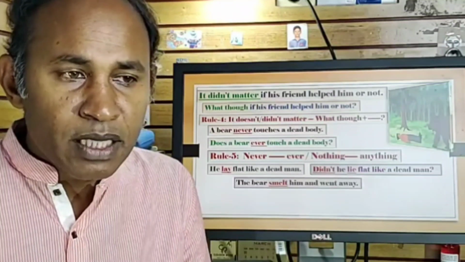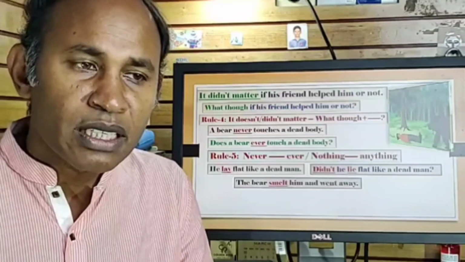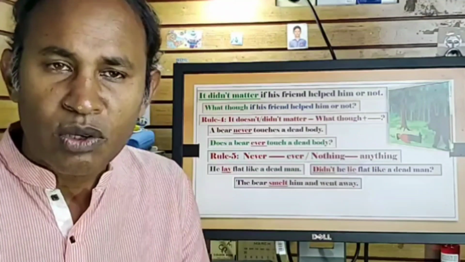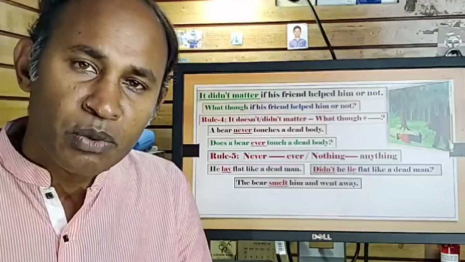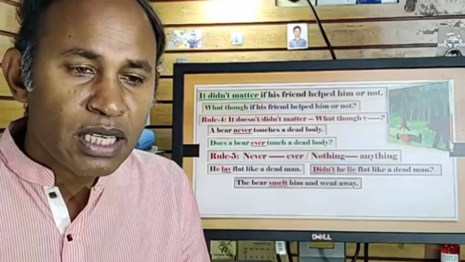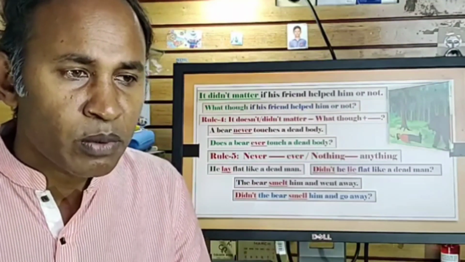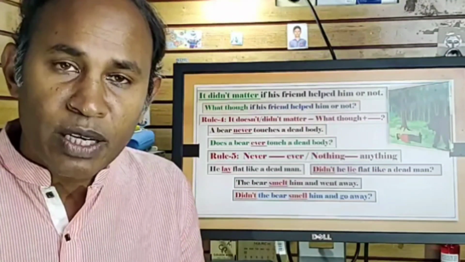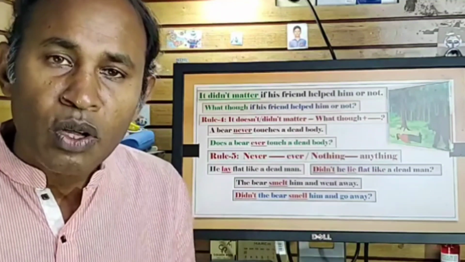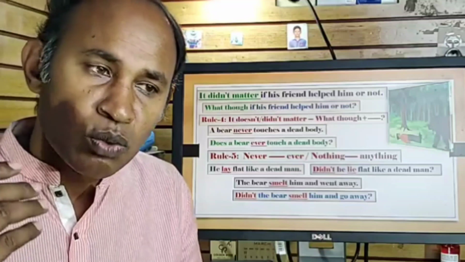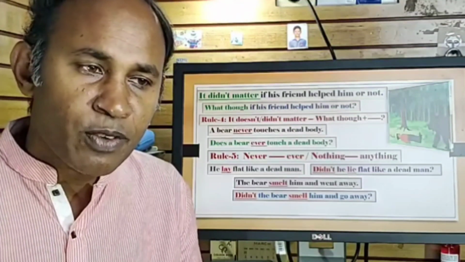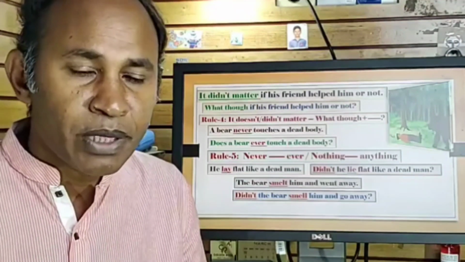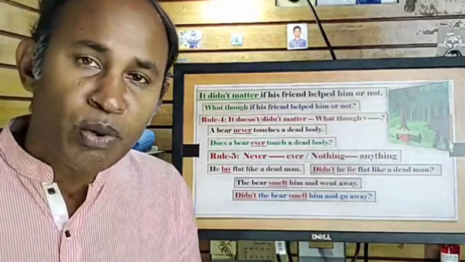And then the next rule: "The bear smelled him and went away." In this sentence you also see that there is no clue like never, nothing, or it didn't matter, everybody, everyone, all. So in that case you have to do the same thing, that means you have to use "did not". So the answer will be: didn't the bear smell him and go away? In this sentence there are two verbs, so if we want to make it interrogative, we have to make both verbs present form, as we are using didn't. This is very important.